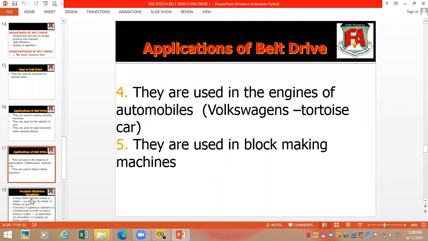They are used in the engines of automobiles. Example, Volkswagen, which is also known as tortoise car. Number five, they are used in block making machine.